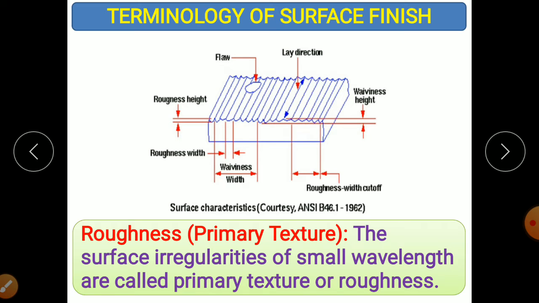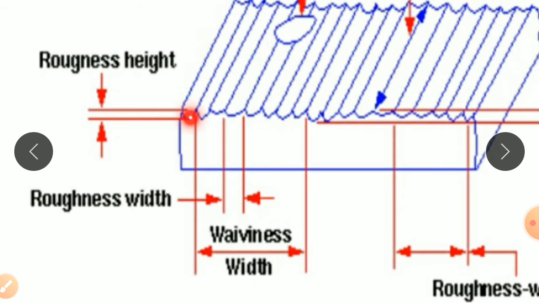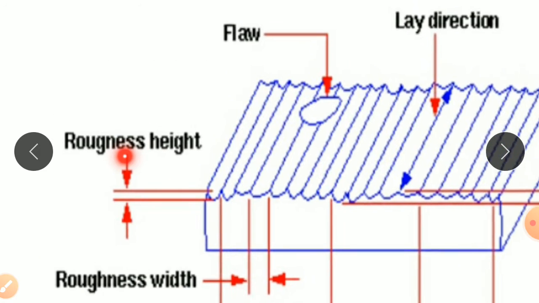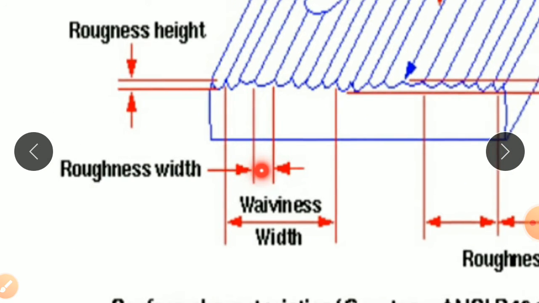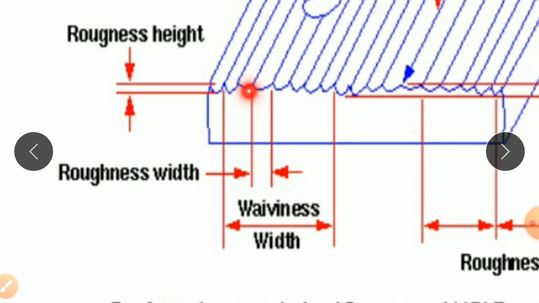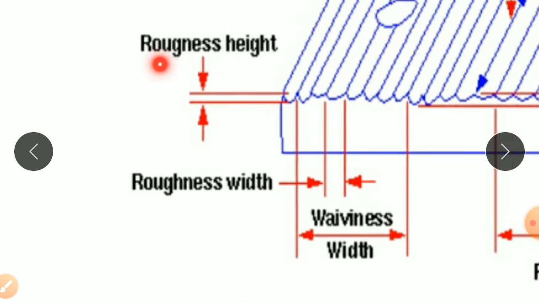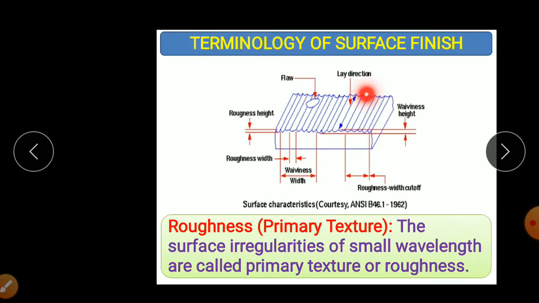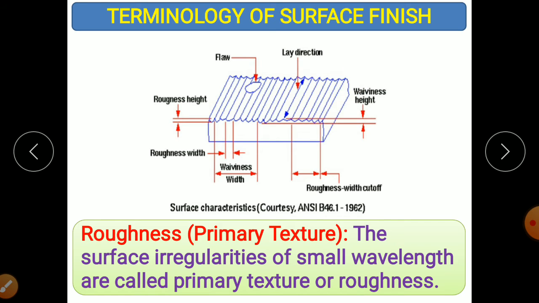So this is called roughness. This is called roughness height, and this is called the roughness width. From this point to this point is called roughness width, and this is roughness height. Whatever the term, that is called the roughness. Roughness means the surface irregularities of small wavelength are called the roughness, primary texture or roughness.